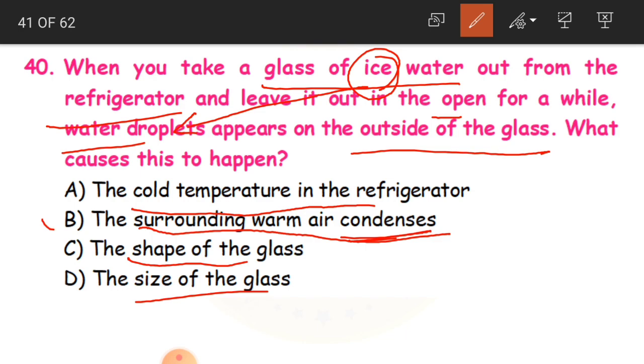Okay, so B option is the correct answer. That is, the surrounding warm air condenses. Clear children? Because of the surrounding warm air, this water has been condensed.